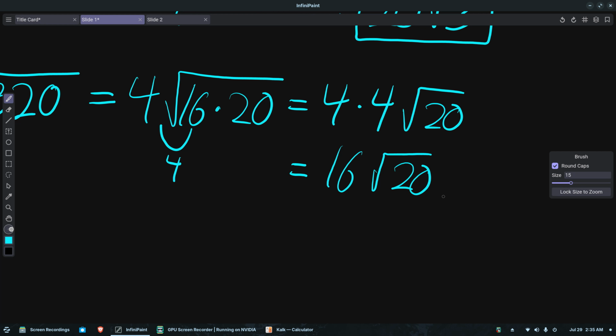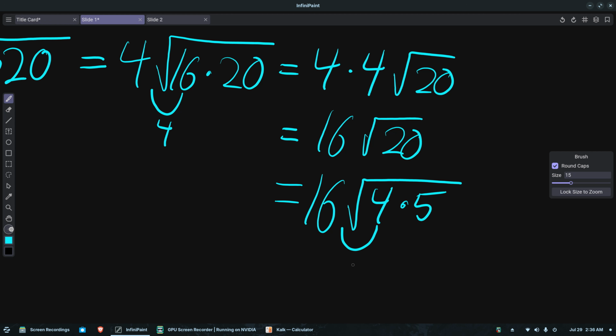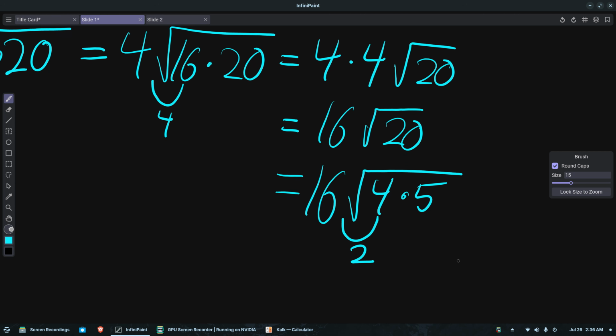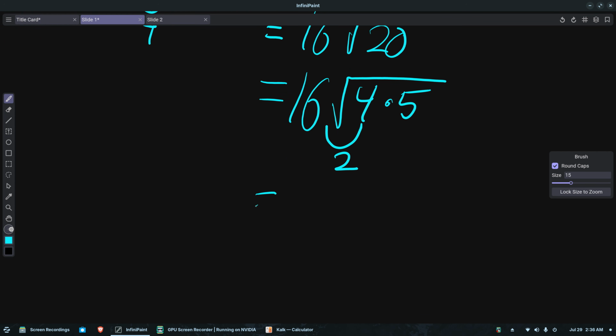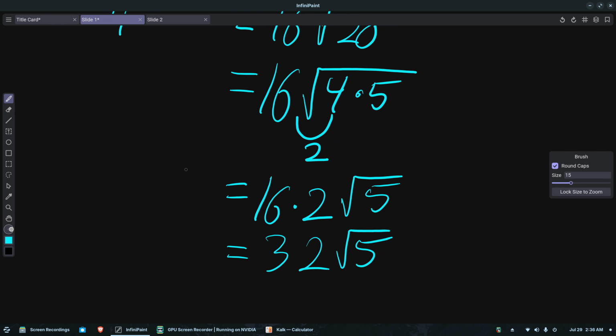But you'll notice that we can actually take out another perfect square from 20. We can take out 4, because 4 is a perfect square. So let's do that. We'll expand that to 4 times 5. Then when we take this out, it's going to become 2, because 2 times 2 equals 4. And then we'll wind up with 16 times 2, root 5. And then finally we would get 32 root 5. This would actually bring us to the same answer we would have gotten if we had just factored out 64.